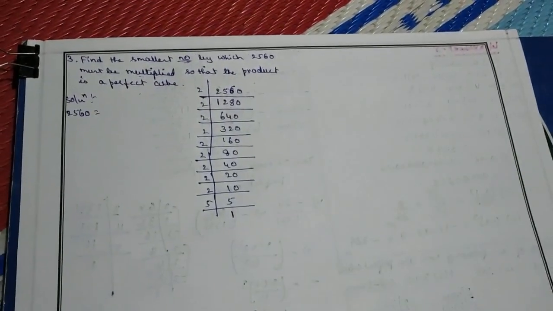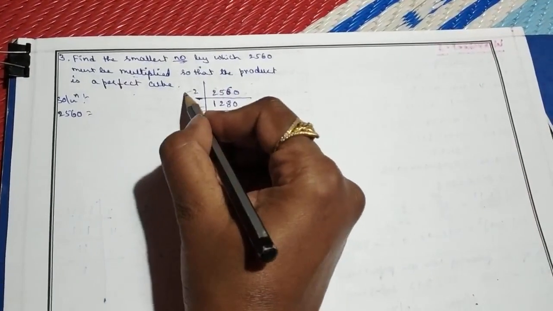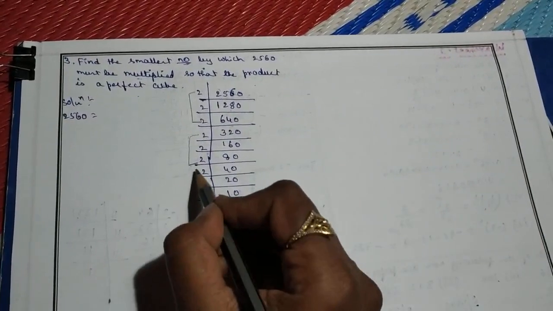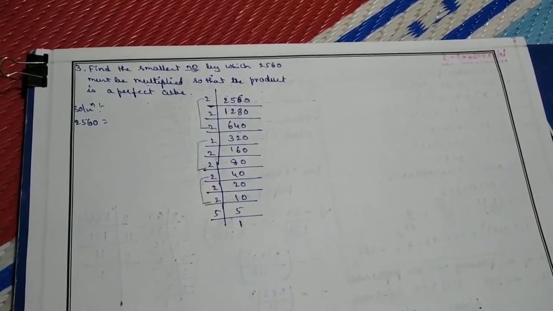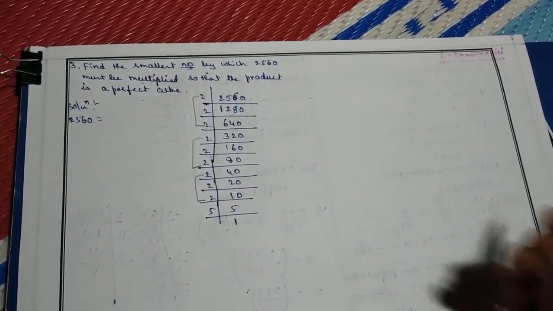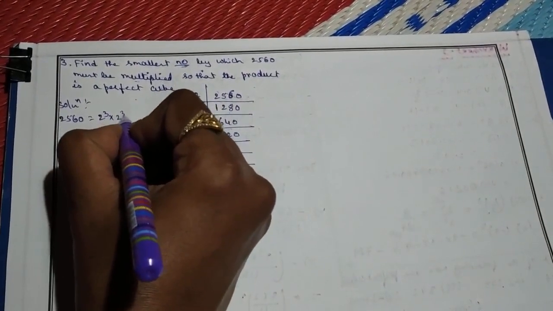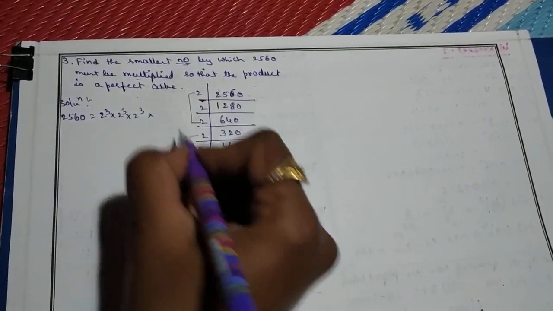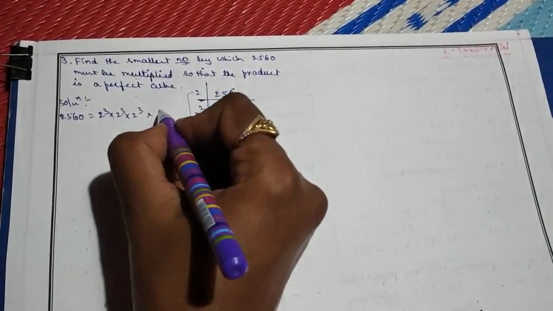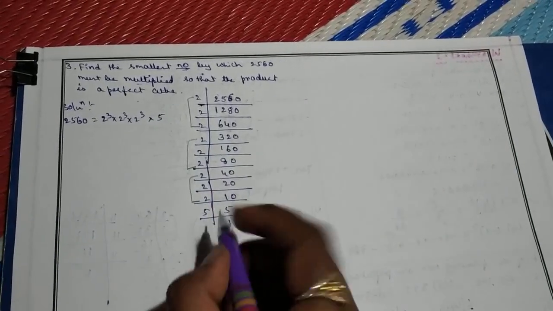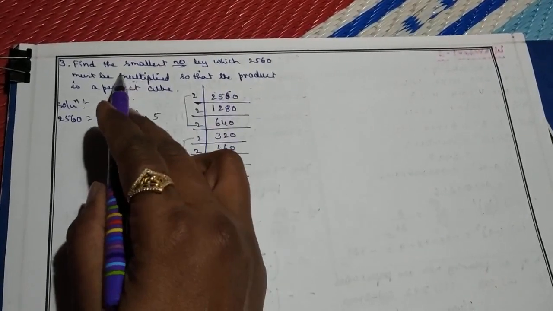So here the factor 2 is repeating 3 times. Here also the factor 2 is repeating 3 times, which means 2560 can be written as 2 cube into 2 cube into 2 cube into, there is one more factor 5 which is repeating only one time, which is there only for one time.